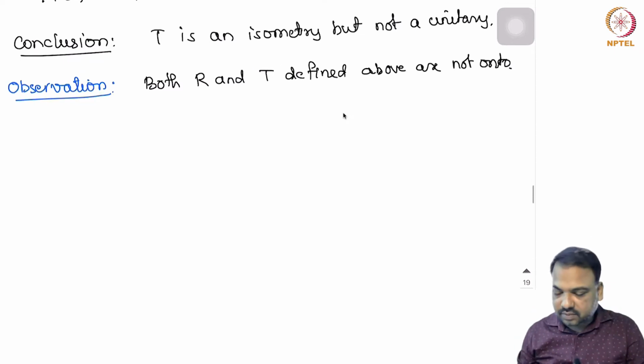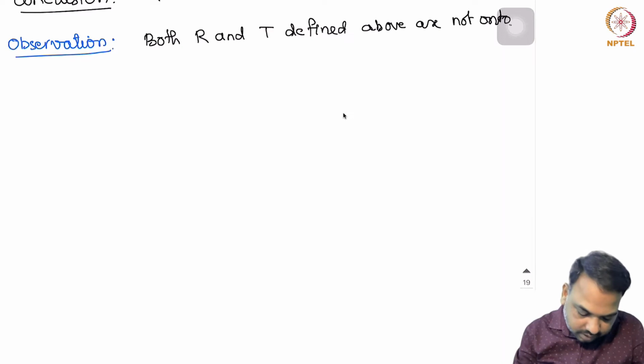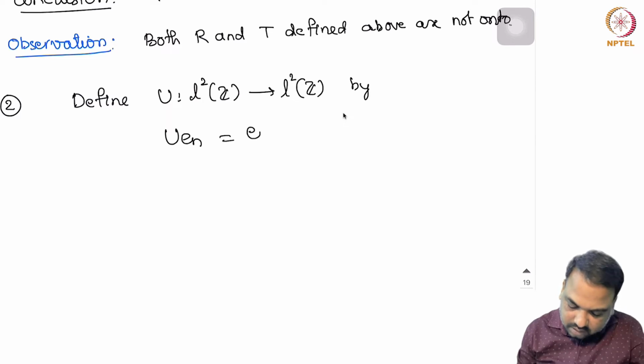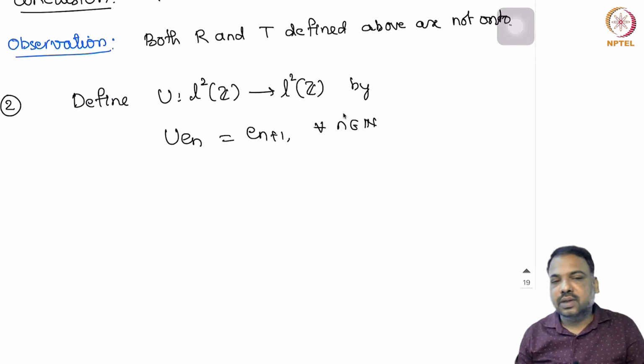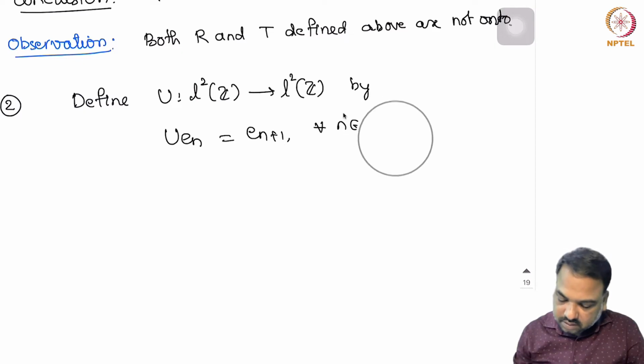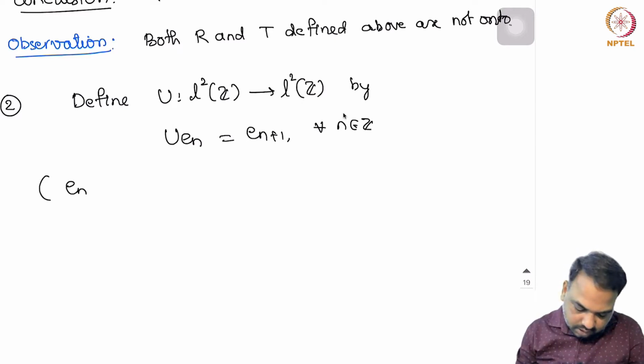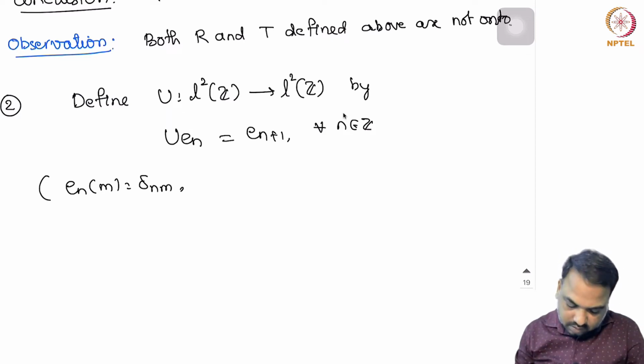So let us look at one example of a unitary operator. Define U from L2 of Z into L2 of Z by U of En is E n plus 1 for every n in Z. So here En is the standard orthonormal basis for L2 Z, where n is ranging over integers. So here En at m is delta nm for all m, n in Z.